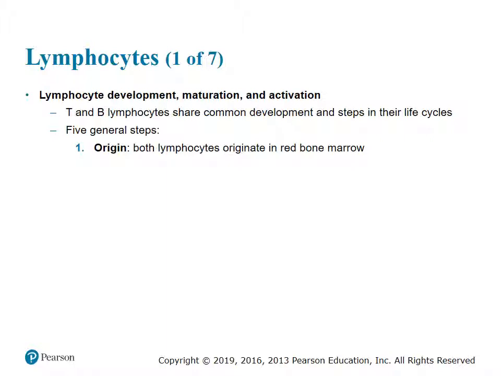Before we move on to those cells, what I really want to look at here is where the B and T lymphocytes get made, how they develop and mature, and then how they get activated. Because that's key to understanding how these adaptive immune system cells work. So we first start off with the origin, where these B and T lymphocytes come from.